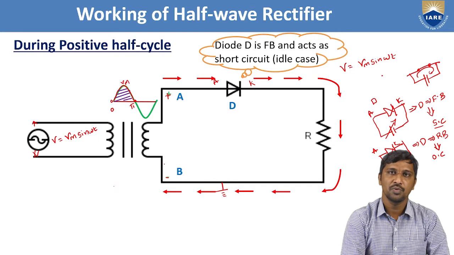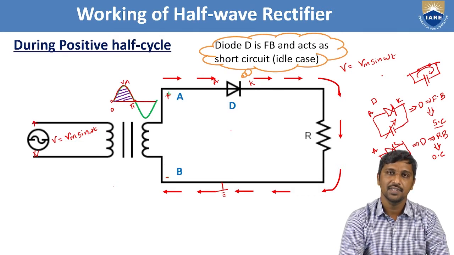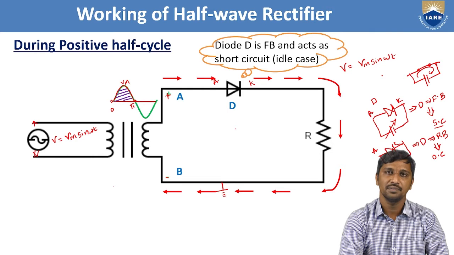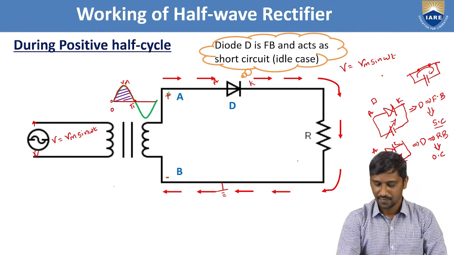During the positive portion of the given input signal, based on this construction, the diode acts as forward bias. Hence, it is replaced with a short circuit. That is the reason the current flows through this network from the A node to the B node through the diode and your load resistance.